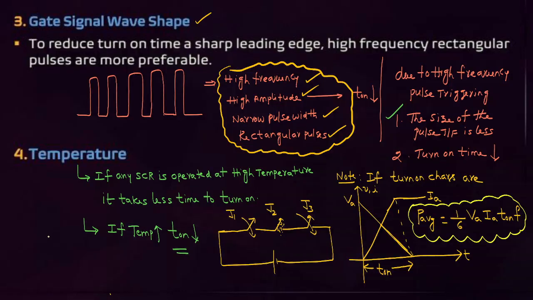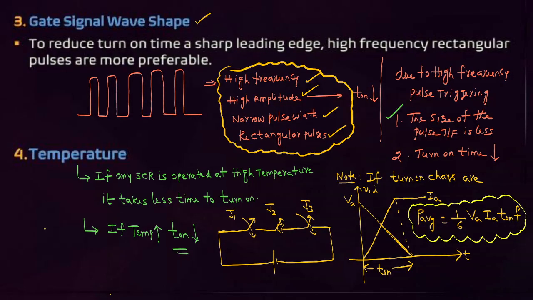This is very important. To reduce the turn on time, what type of gate signals are preferable? This is an important question. High frequency, high amplitude, narrow pulse width, rectangular pulses, that is, with a sharp leading edge, are preferred. But a very important observation, friends: due to high frequency pulse triggering, not only is the turn on time reduced, the size of the pulse transformer is also reduced. The question is asked like this.